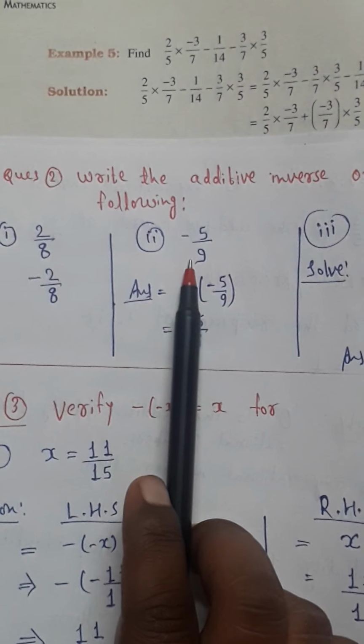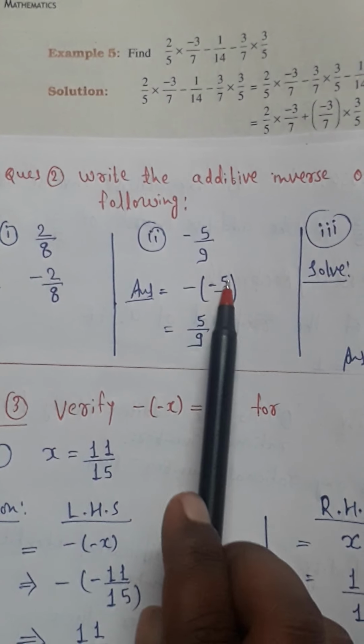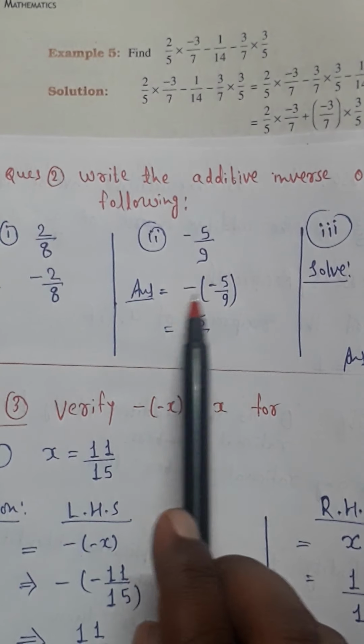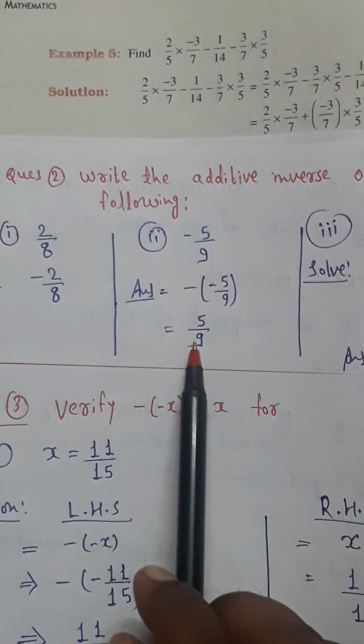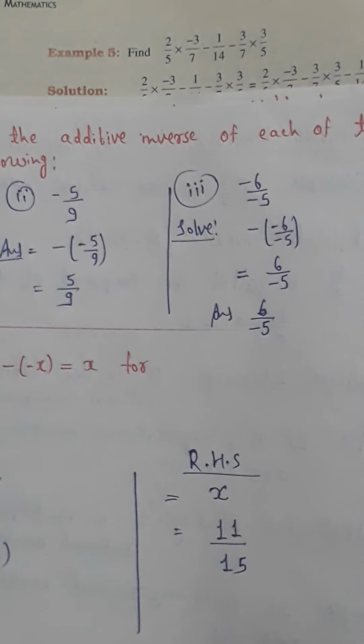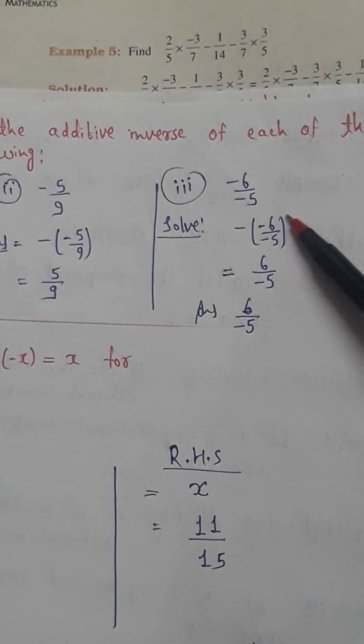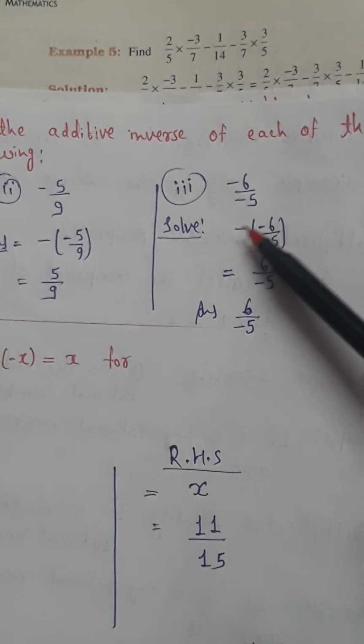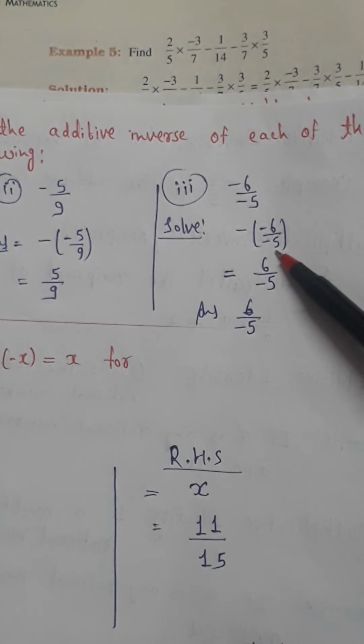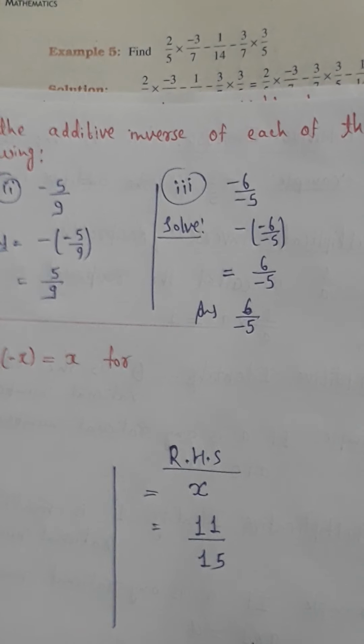Then minus 5 upon 9 is there, so minus 5 upon 9, minus से multiply होगा, so minus minus plus, it will be 5 upon 9. Then next question is minus 6 upon minus 5. We will multiply by minus, minus minus plus, then it will be negative. So answer will be minus 6 upon 5.